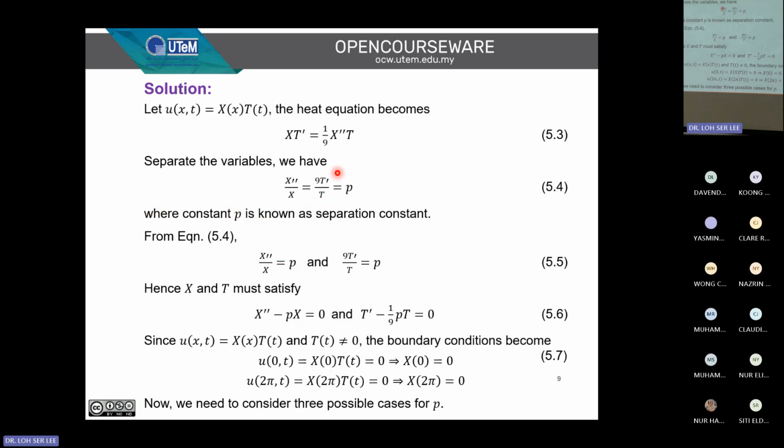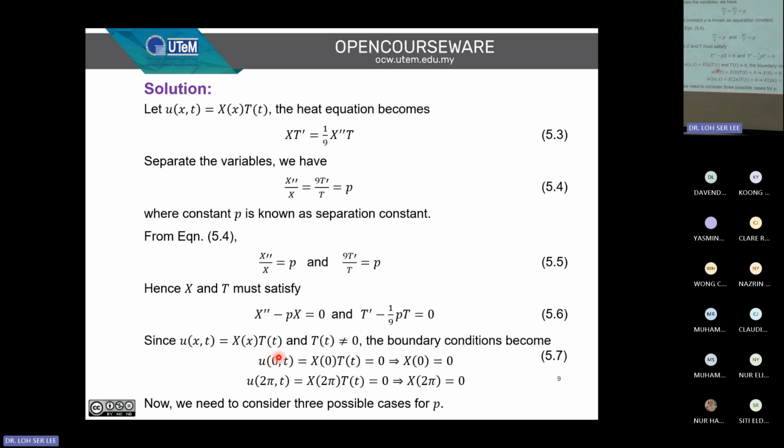Because of this, you have these two ODEs, exactly the same as what you did just now. Now we start from the boundary conditions. You are given these two boundary conditions equal to 0. We will write this in this form as well.